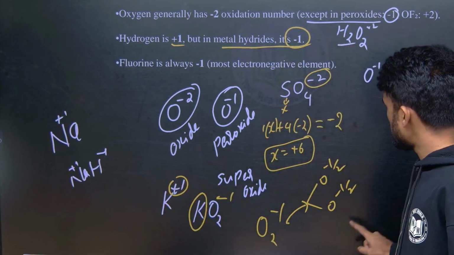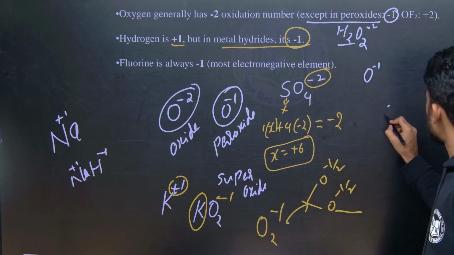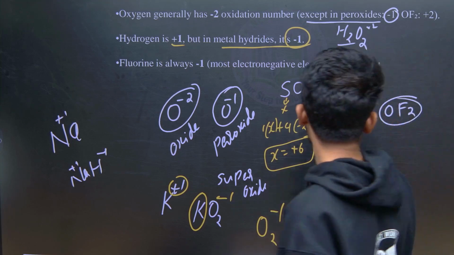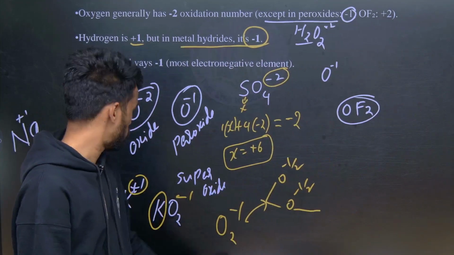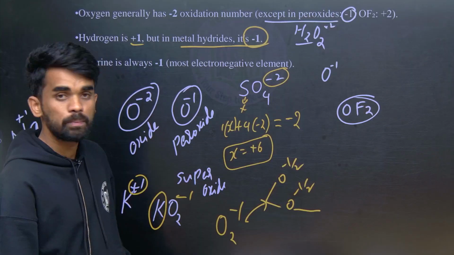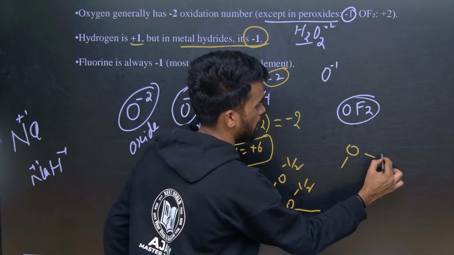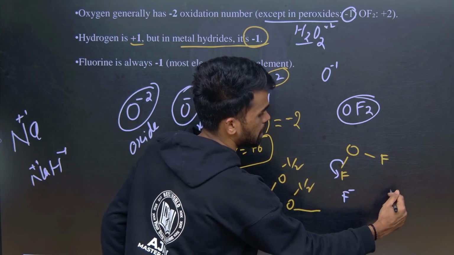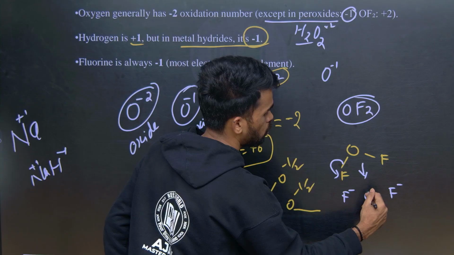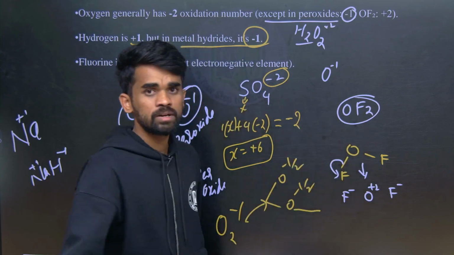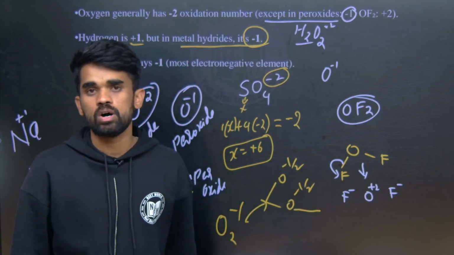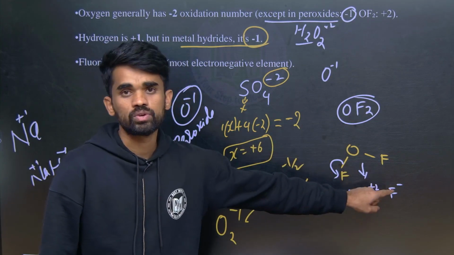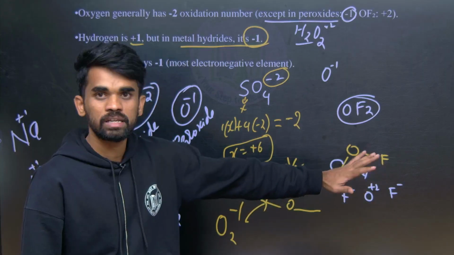Now see here, they are saying oxygen is attached to fluorine. Which is more electronegative out of these two? Oxygen is less electronegative than fluorine, because fluorine is the most electronegative element in the periodic table. Therefore these bonds are taken towards fluorine, so F -1 here, here also F -1, therefore oxygen will be having +2. So whenever oxygen is bonded with fluorine, it will have a positive oxidation state: +2 in this case, and -1 for each fluorine. I hope it is very clear, right?